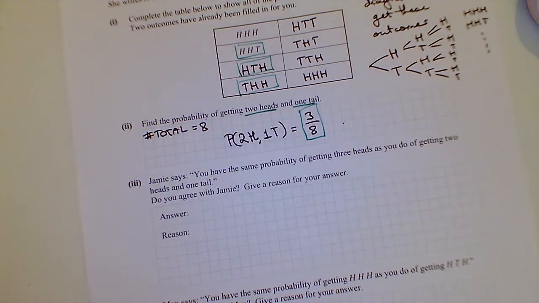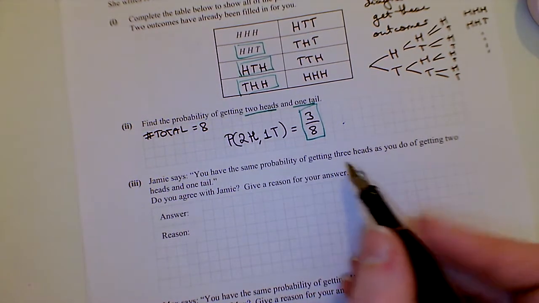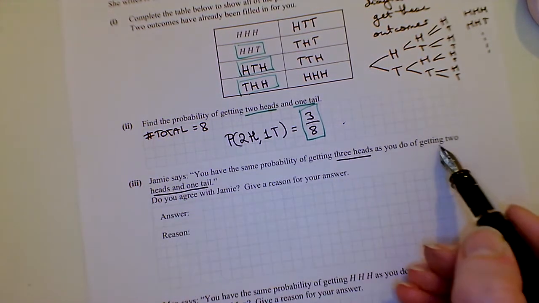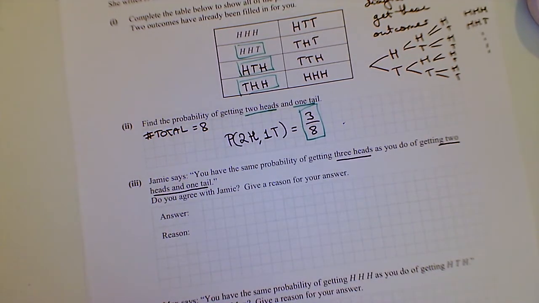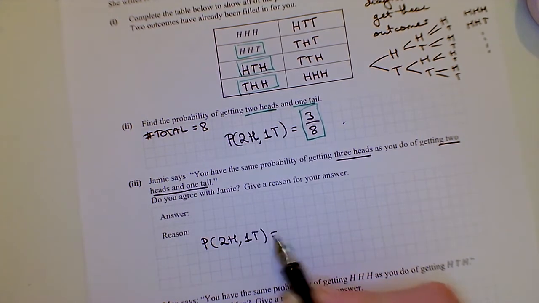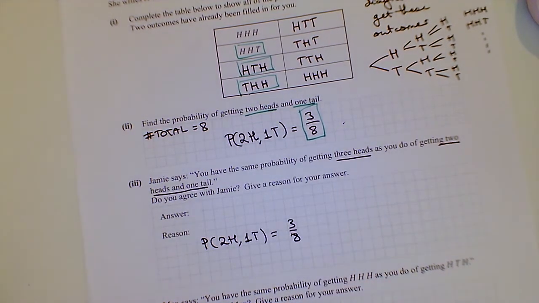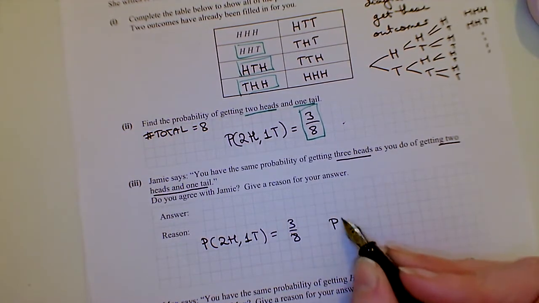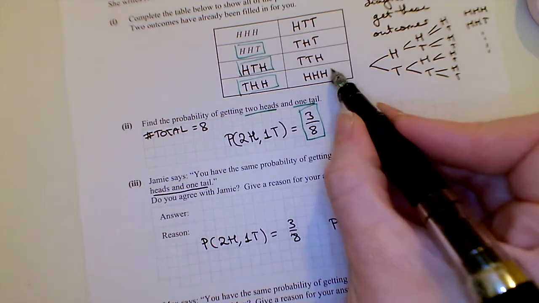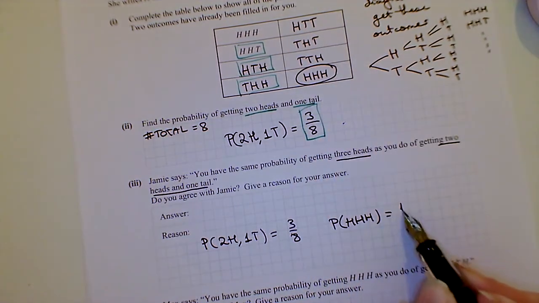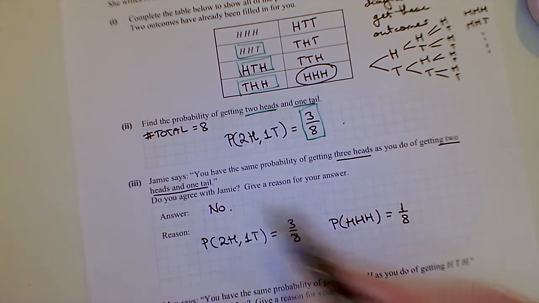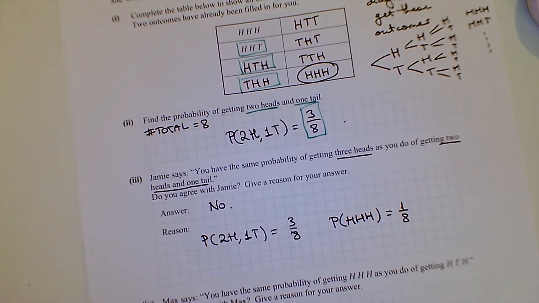Jamie says you have the same probability of getting 3 heads as you do of getting 2 heads and 1 tail. Well, I think we can see very clearly that the probability of 2 heads and 1 tail is 3/8, while the probability of getting 3 heads in a row, well, there's only one outcome that matches that, is 1/8. So there's our explanation, and the answer is no, we don't agree with him, because the probabilities are clearly different.